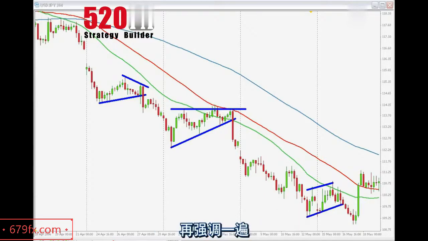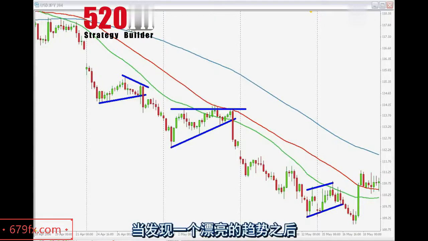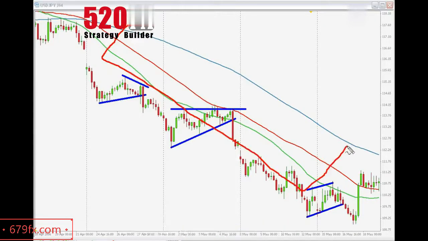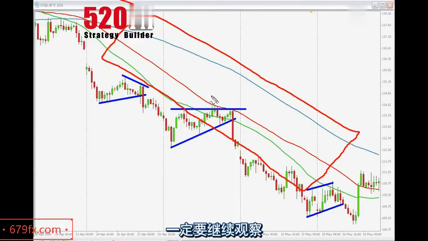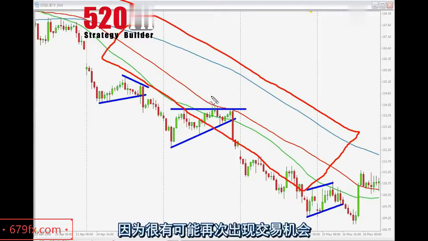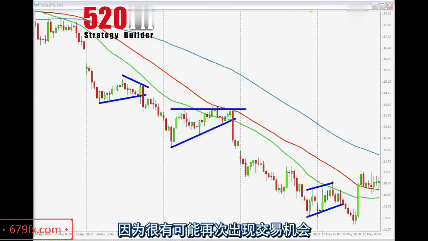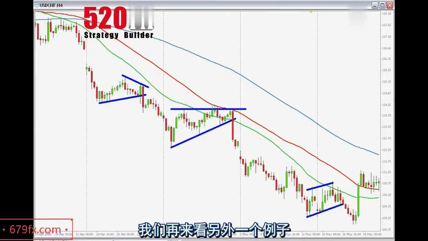So once again, like I say, once you spot a very nice trend, don't just profit from it and scratch it off the table. Keep monitoring that trend, because it might very well give another signal, another valid entry at some point down the road. All right, let's go for another example.